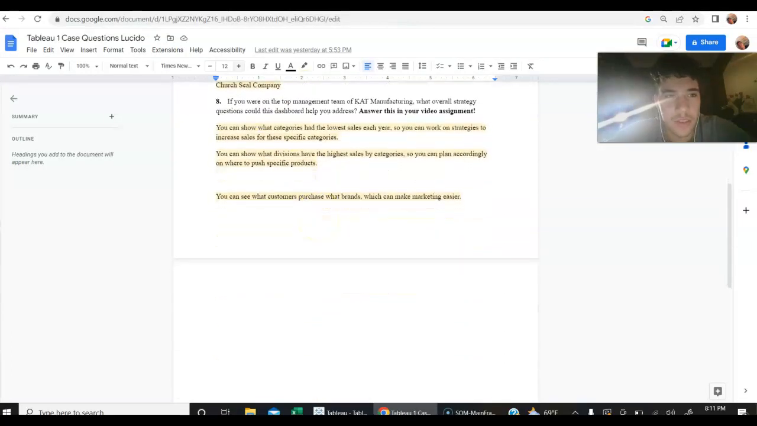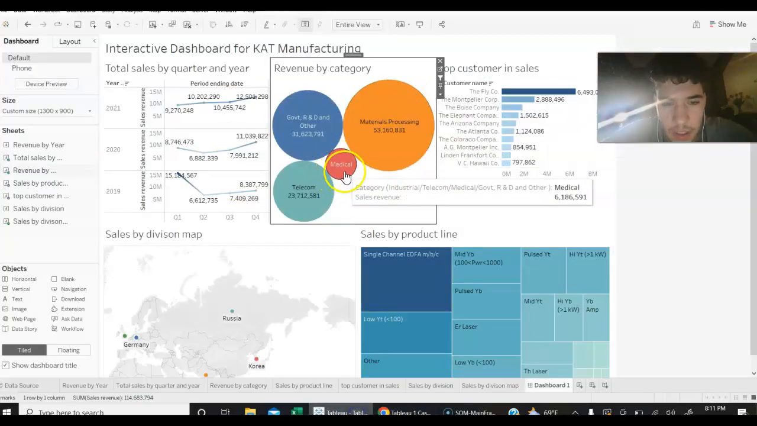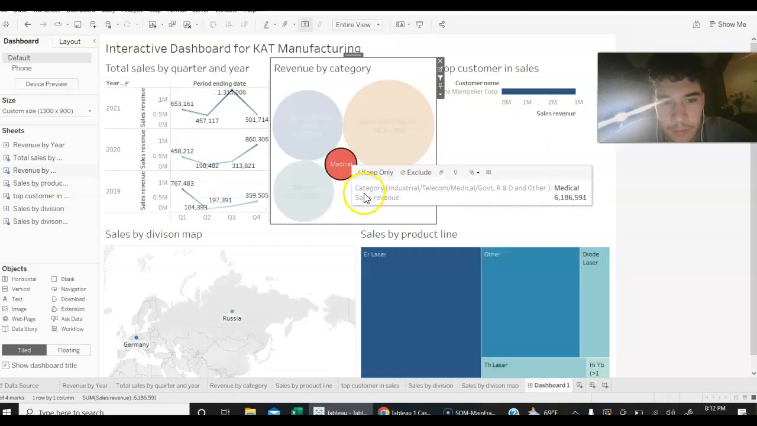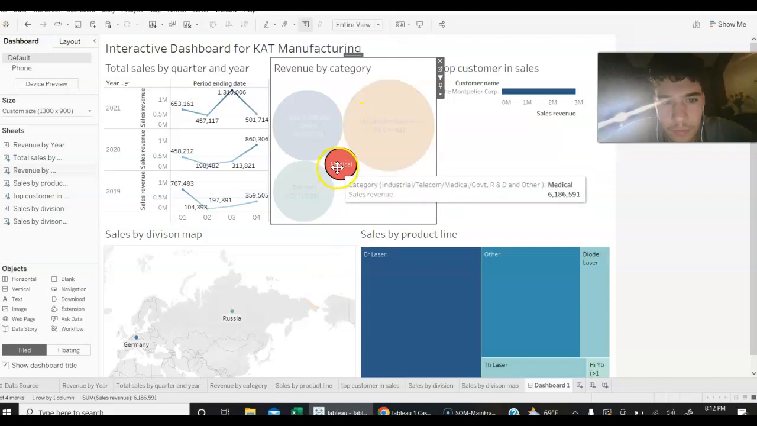So if I was the top management team of Cat Manufacturing, some strategies this dashboard would help me address would be that I can show what categories had the lowest sales each year. I can work on strategies to increase sales for these specific categories. So I can show the lowest sales by seeing here, medical sales revenue had the least sales throughout the 3 years. So it's pretty easy to see.